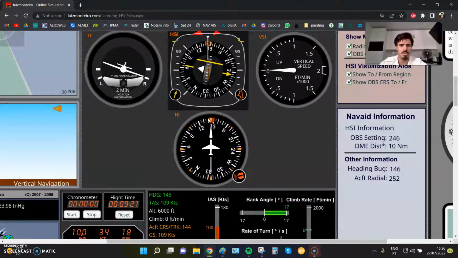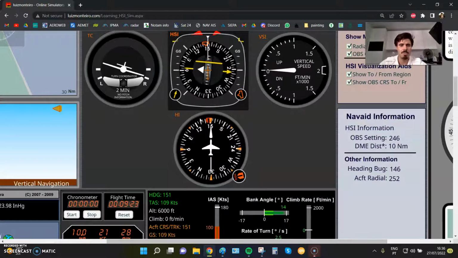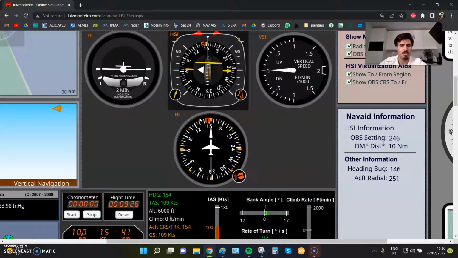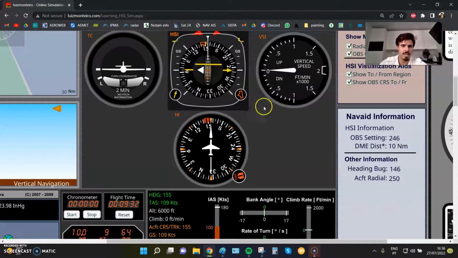I turned too much. Yeah, but basically this is it. Okay, so now I'm following the 10 DME arc, and I'm following the 10 DME arc, always 90 degrees with the radial.